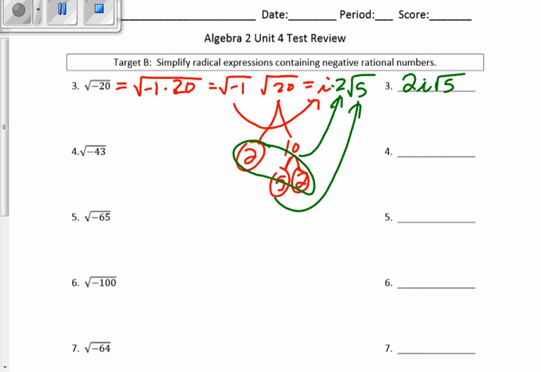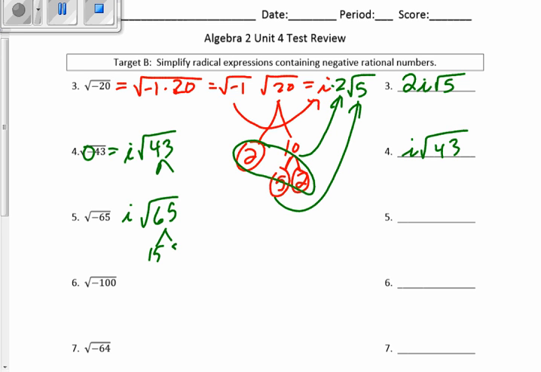Number 4, we have, think of that negative, just think of it as i. So we have i square root of 43. And if you try to break down 43, you can't. It's a prime number. So we just have i square root of 43. Number 5, same thing. You have i square root of 65. Try to break 65 down. That's 15 and 5. Made a mistake. 13 and 5. 13 and 5, those are prime numbers. Those are not pairs, so 65 is it. So we have i square root of 65.